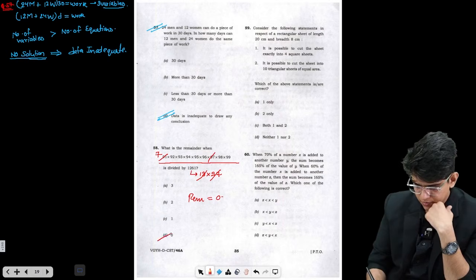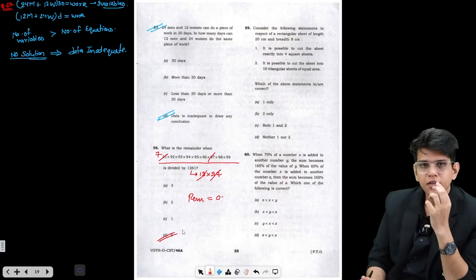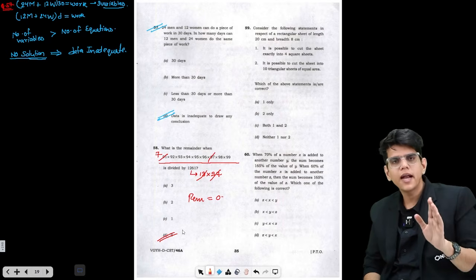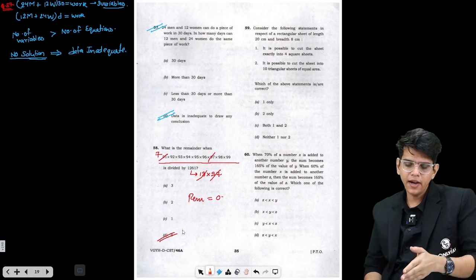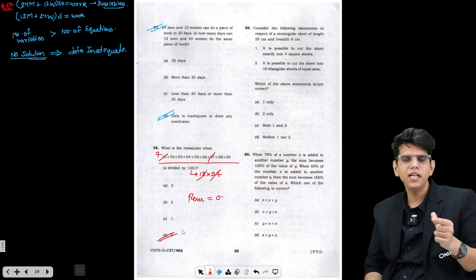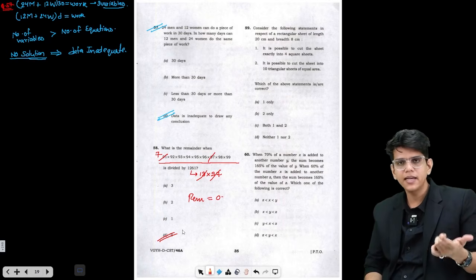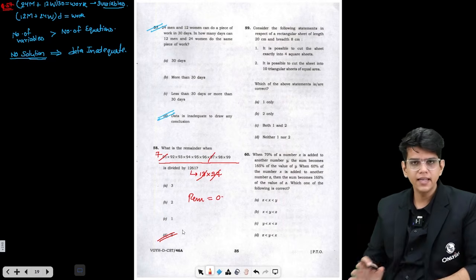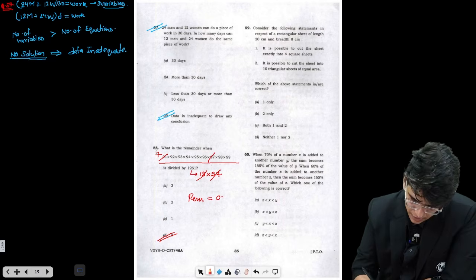Simple. Whenever you see the remainder as 0 in the option, try to check one thing: if you can divide the given multiplication or addition completely by the given number. Here 1261 will completely divide this whole multiplication from 91 up to 99. Done.